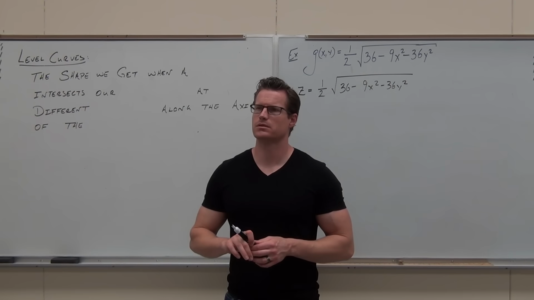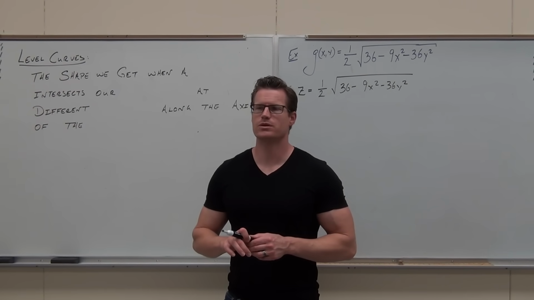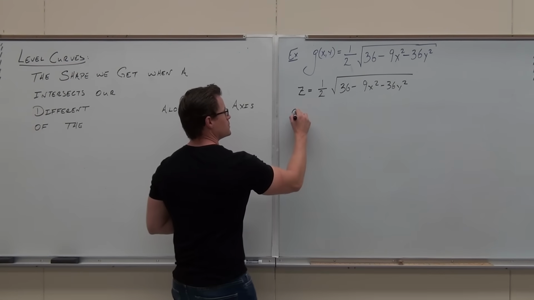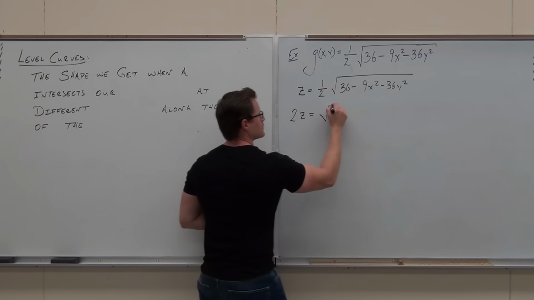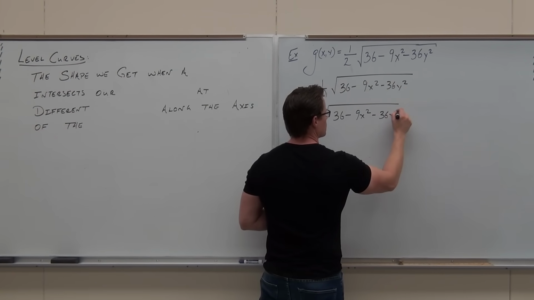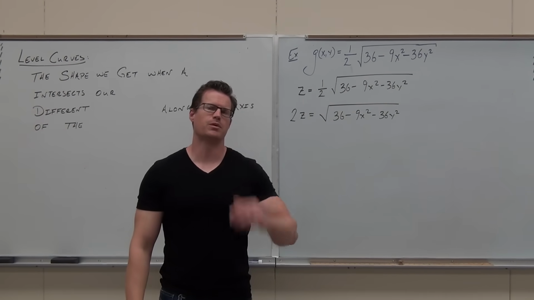Left-siders, what would you do next? I wouldn't do the square root first. The 2. I would get rid of the 2. So 2z looks like that.